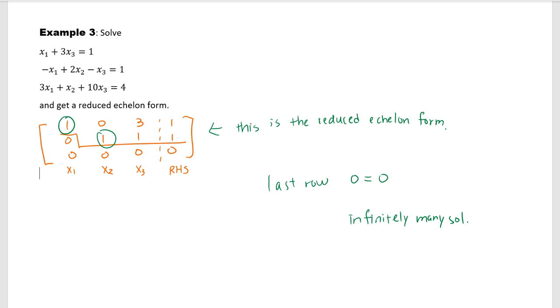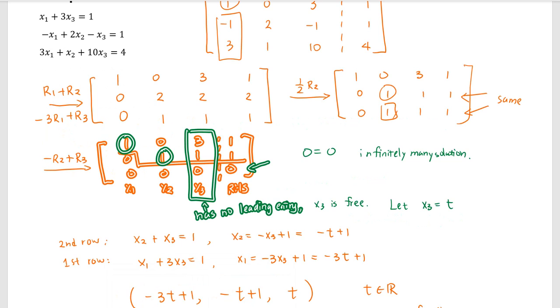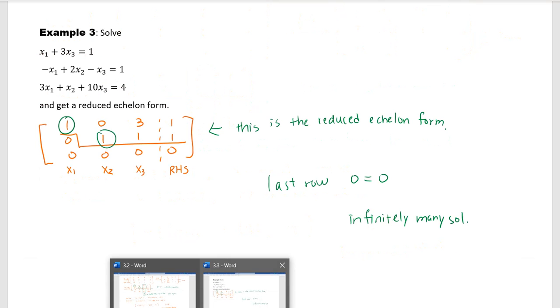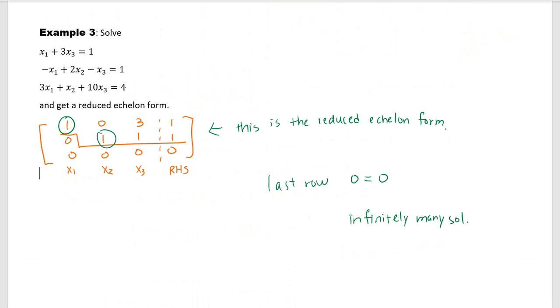And if you want to express them in terms of the parameters, you just do like what we did before. You can see the third column has no leading entry, so x3 is free. So we can let x3 be t, and then we can express x2 and x1 in terms of t. So we get a one-parameter family. Okay, so let's come back.